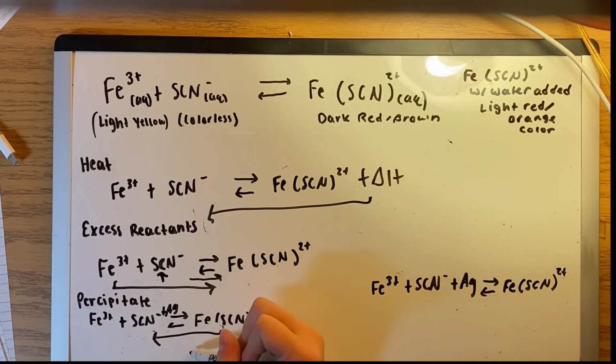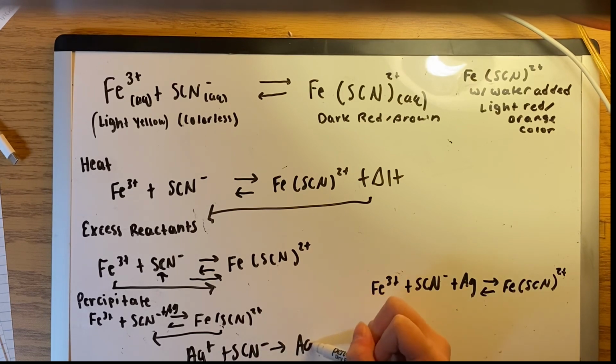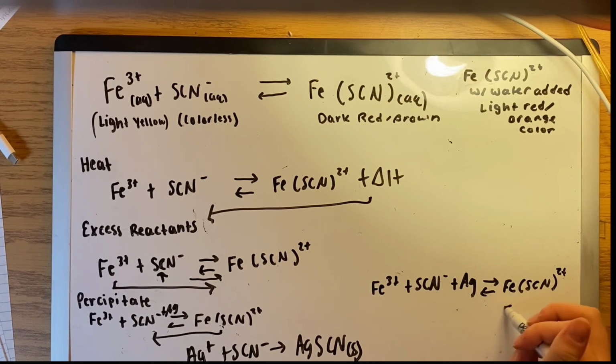This can be written as Ag+ plus SCN- yields AgSCN solid. Based on the reaction, silver ions removed the thiocyanate ions, and therefore the reaction will shift more towards the left to replace the loss of the thiocyanate ions.